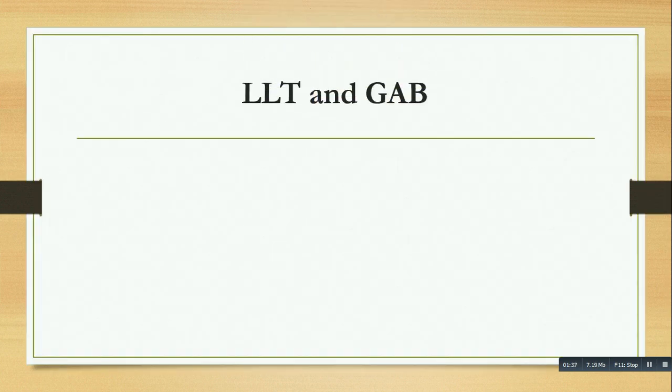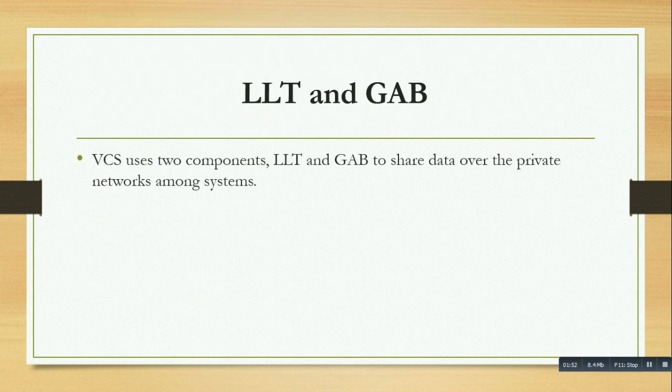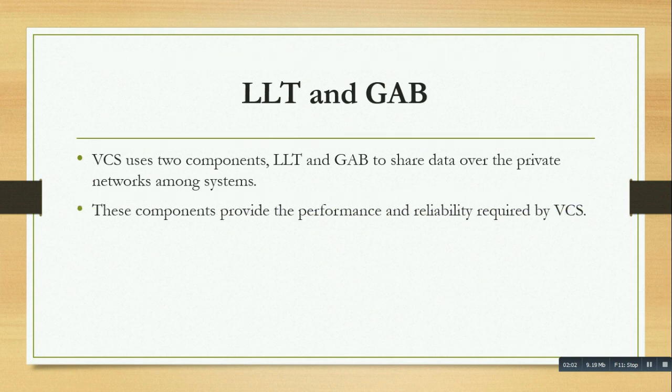LLT and GAB. As I already explained this in my previous video, but here we will talk more and go into more deep knowledge of this. VCS uses two components, LLT and GAB, to share data over the private network among systems. These components provide the performance and reliability required by VCS.